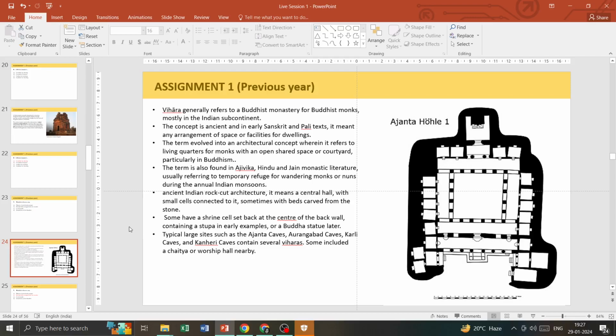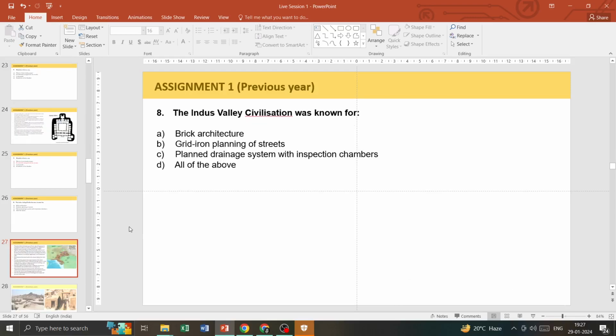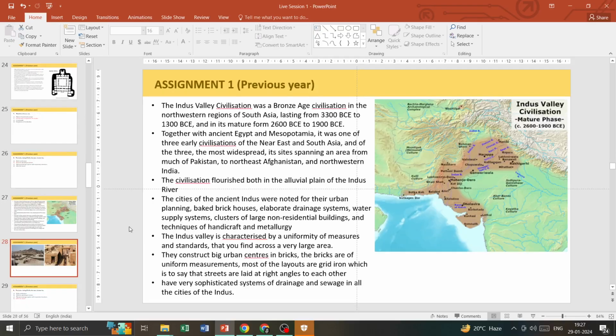Then, Indus Valley civilization was known for brick architecture, grid iron planning of streets, planned drainage systems with inspection chambers, or all of the above. So I described a few features about Indus Valley civilization, and our answer was all of the above. Indus Valley civilization was known for all of these features. It was famous for brick architecture, it was famous for grid iron planning, and of course we all know that we had planned drainage back in those times itself in the Indian subcontinent.